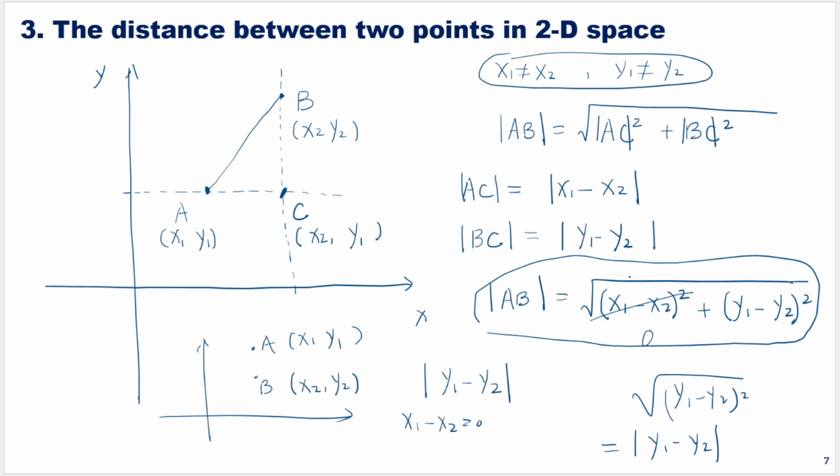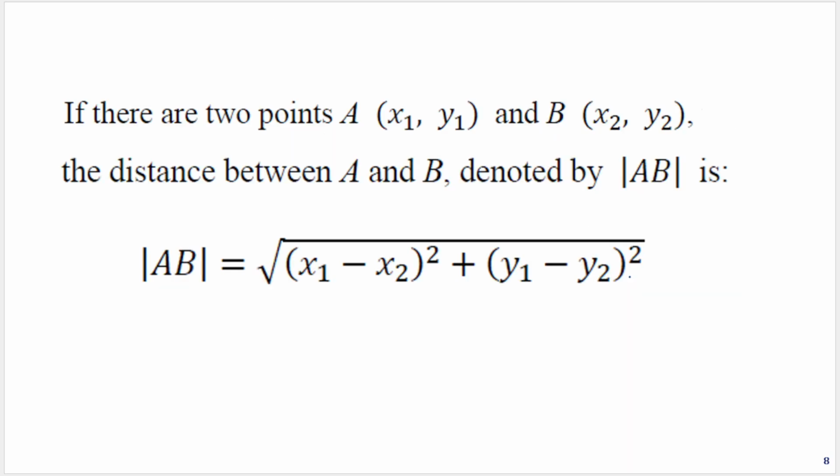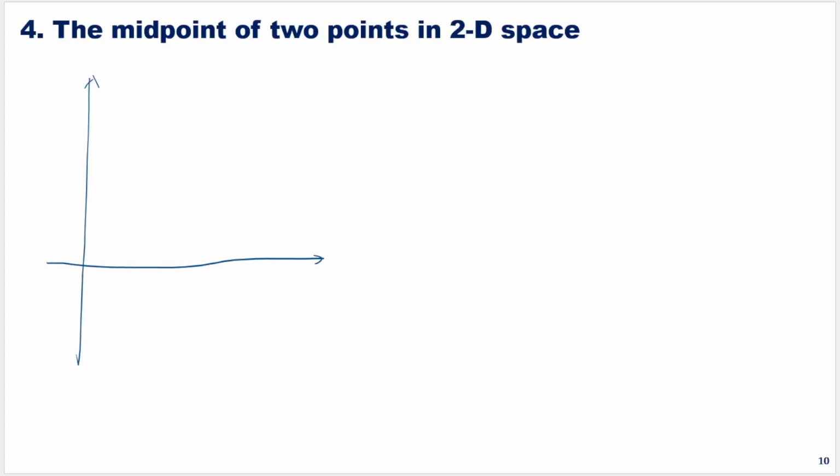And you can use the same method to verify that this formula is also correct for the cases where y1 equals y2. So no matter where the 2 points are, this formula to calculate distance between the 2 points is always correct in the 2-dimensional space. Did you get it?